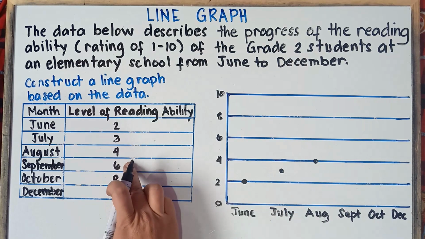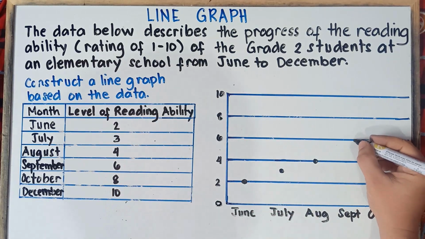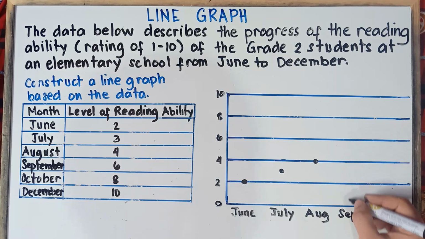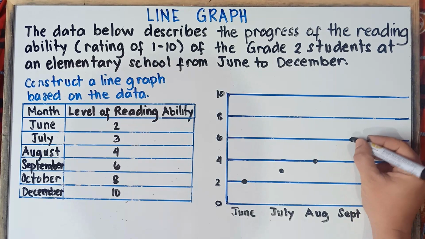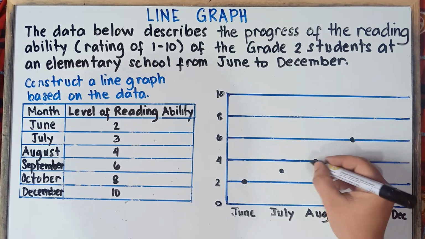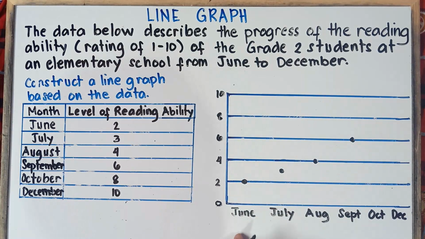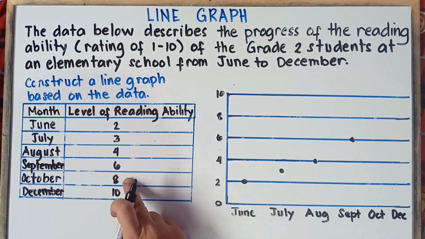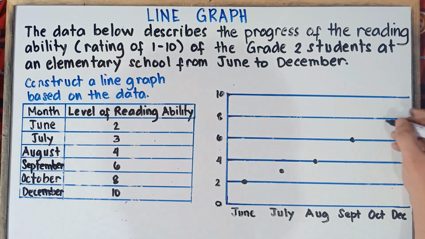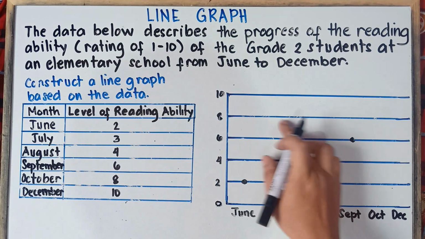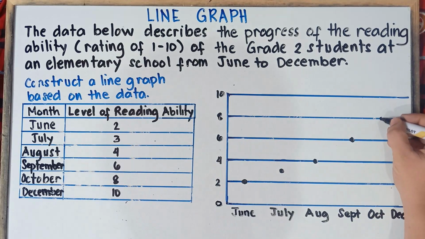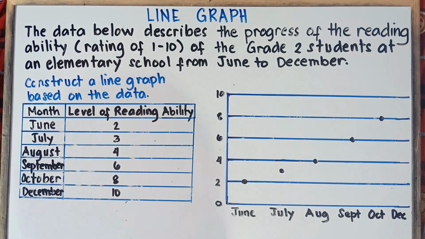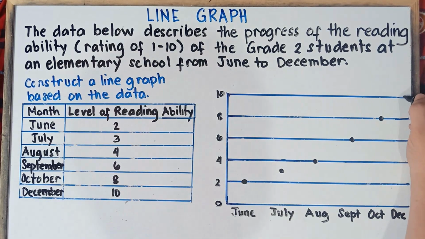September, that would be 6. So September, that would be 6. This one right here. So you align September. Alright, August and then June. And then October, that would be 8. So October, that's 8. This one right here. Exactly in this line. Alright, and then for December, that would be 10. So December, that would be 10.